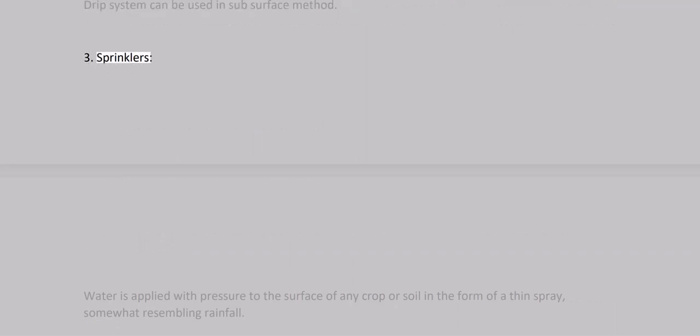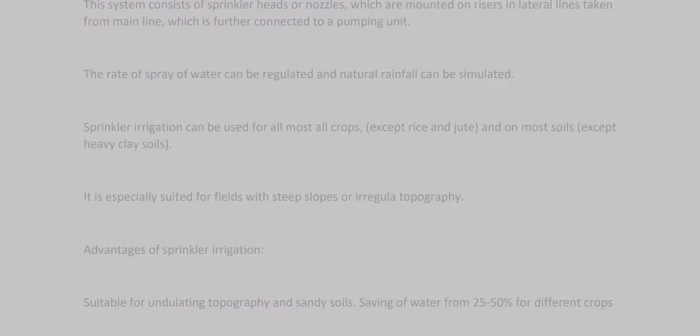3. Sprinklers. Water is applied with pressure to the surface of any crop or soil in the form of a thin spray, somewhat resembling rainfall. This system consists of sprinkler heads or nozzles, which are mounted on risers in lateral lines taken from the main line, which is further connected to a pumping unit.